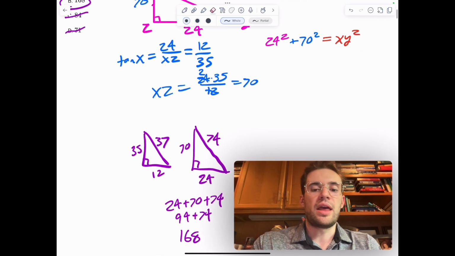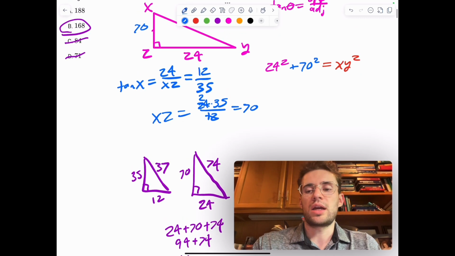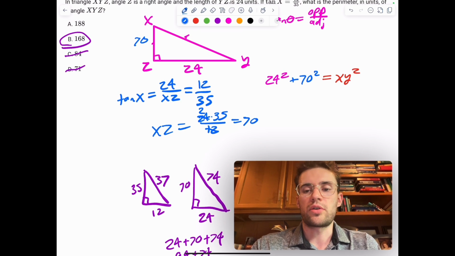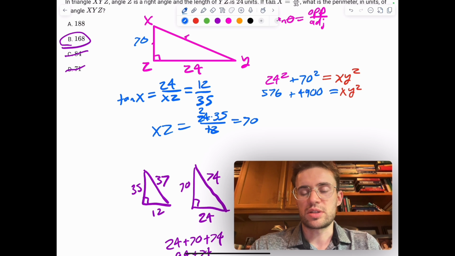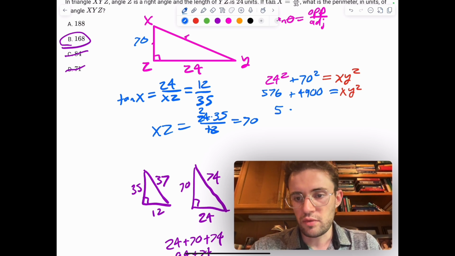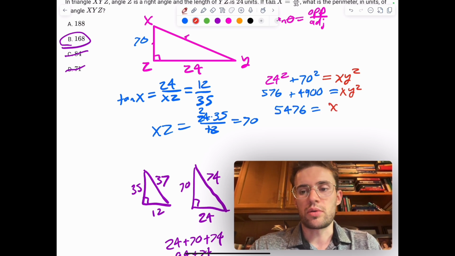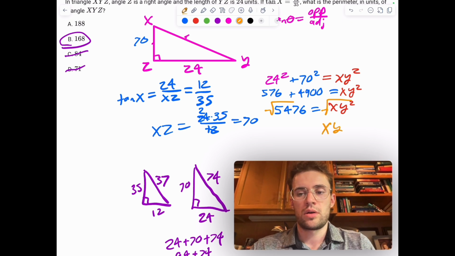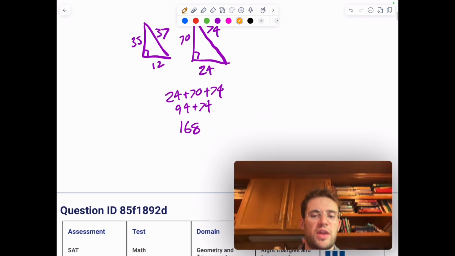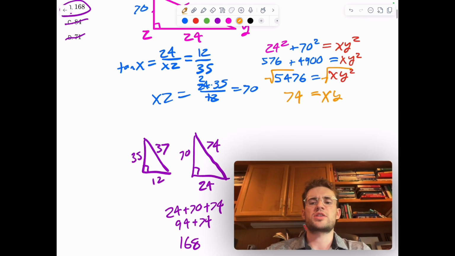Now, if you didn't know your Pythagorean triples and want to see how you could do it, again, you just plug in your Pythagorean theorem. So 24 squared would give us 576, plus 70 squared would be 4,900. That's going to be equal to XY squared. 576 plus 4,900 would give us 5,476. And you would just take the square root of both sides to get XY alone. Square root of 5,476 gives us 74. Right, which was the same value that we did down here using the Pythagorean triple scaled up by a factor of 2. We have XY is 74.